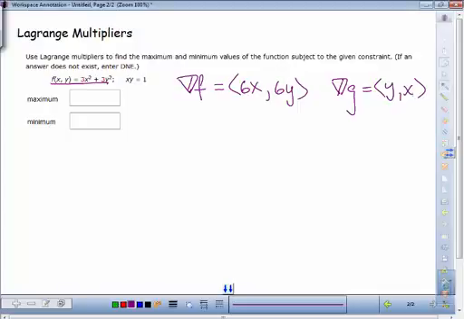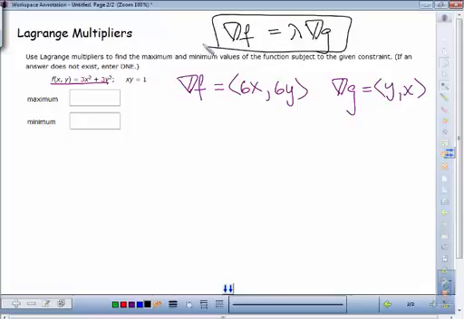So our Lagrange multiplier formula says that we're going to take the gradient of f and set that equal to some constant lambda times the gradient of g. In this case, it's going to give us two equations, and then we're going to use the constraint as our third equation, to get a system of three equations and three unknowns.